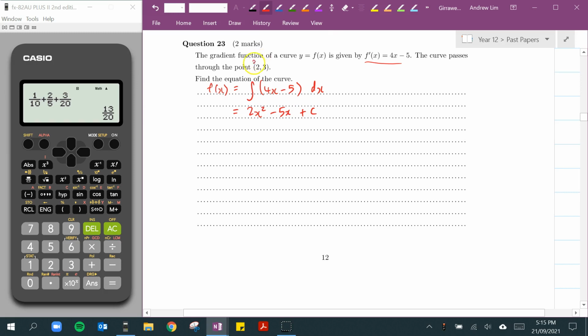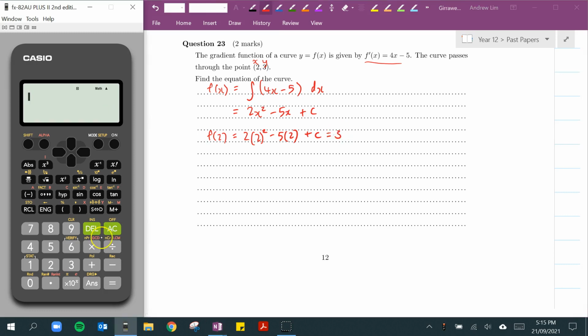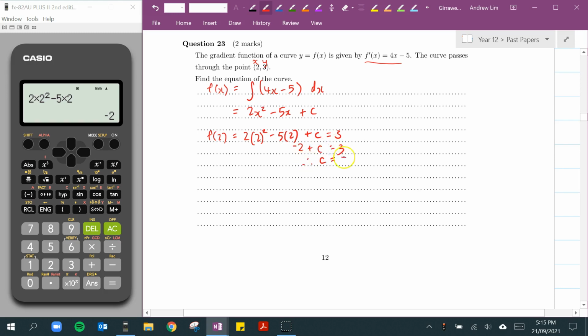But we know that f of 2, which is 2 times 2 squared minus 5 times 2 plus c, will equal 3. So what's 2 times 2 squared minus 5 times 2? So we've got minus 2 plus c is equal to 3. So c is equal to 5. And therefore f of x is equal to 2x squared minus 5x plus 5.